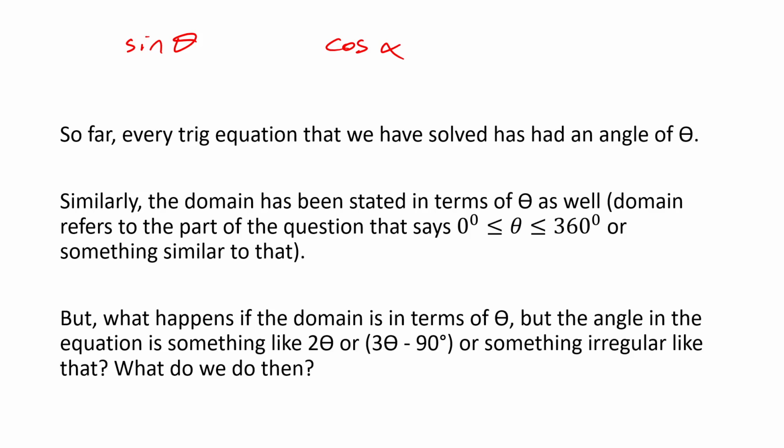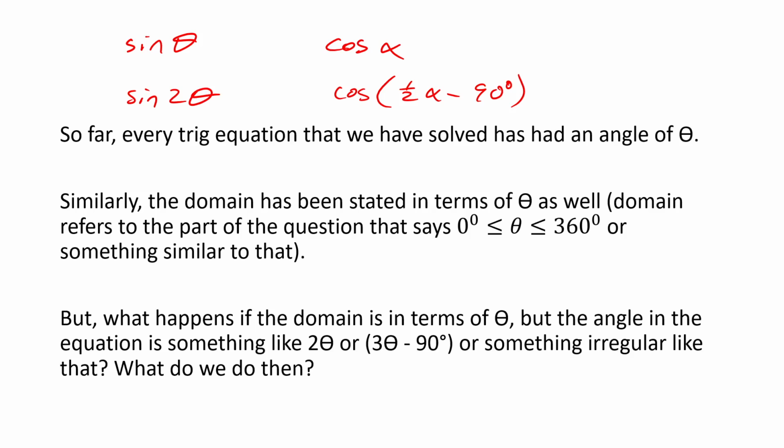Well, what we're going to do in this video is start talking about what if the angle is something like 2 theta? Or maybe the angle is something like half alpha minus 90 degrees. We're going to call those an irregular angle. So in every question so far, we've had an angle of theta or x, etc. Let's say theta for now.